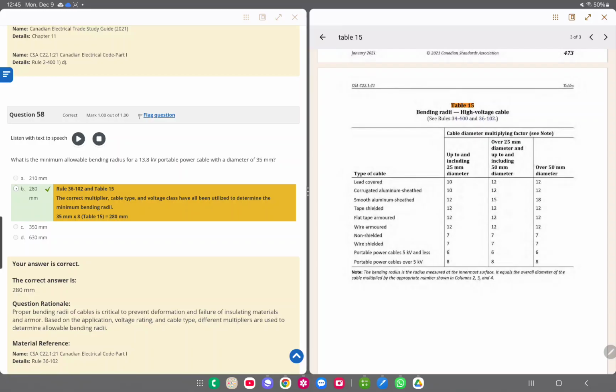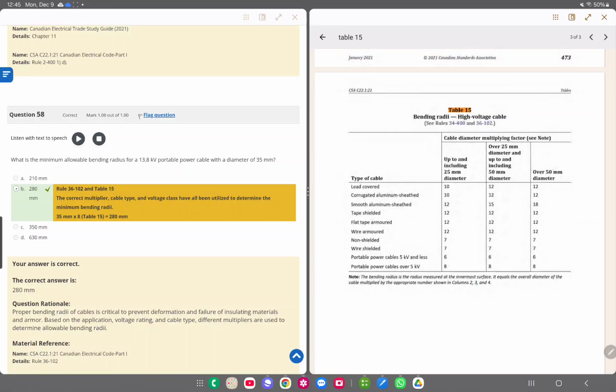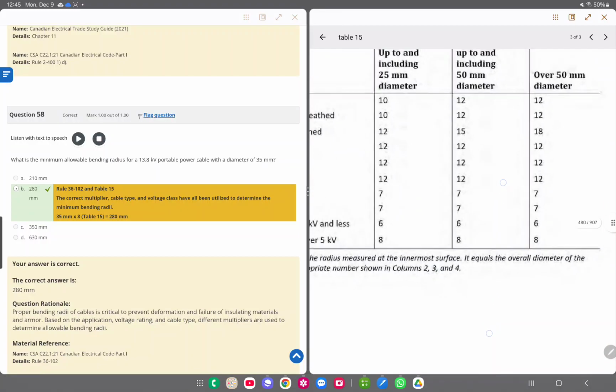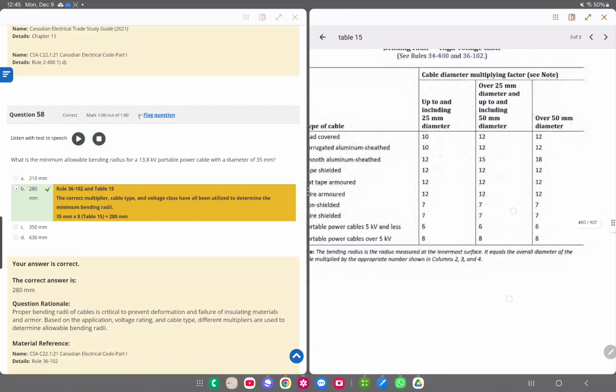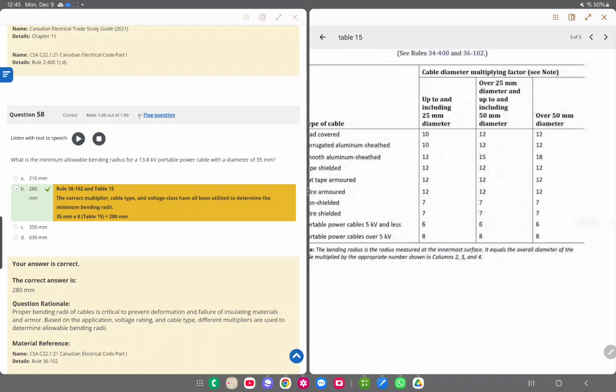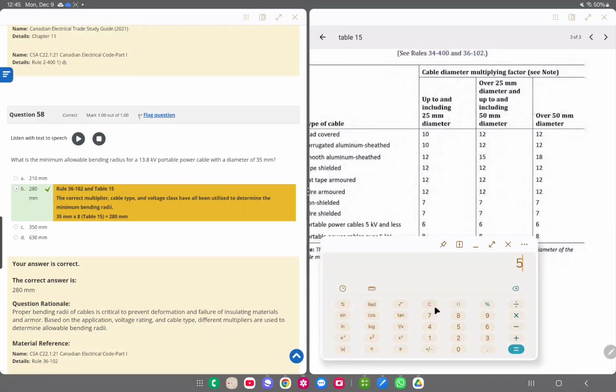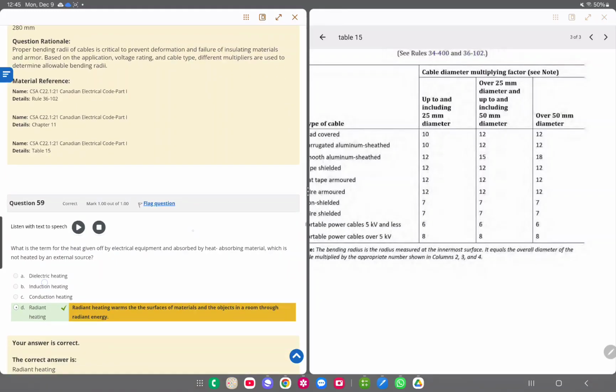And we need our diameter. What is our diameter? 35 millimeters. So it's over 25 but under 50. So we got portable power, and the multiplier is 8. So we're going to do 35 times 8. 35 times 8 equals 280. So the answer is 280 millimeters.